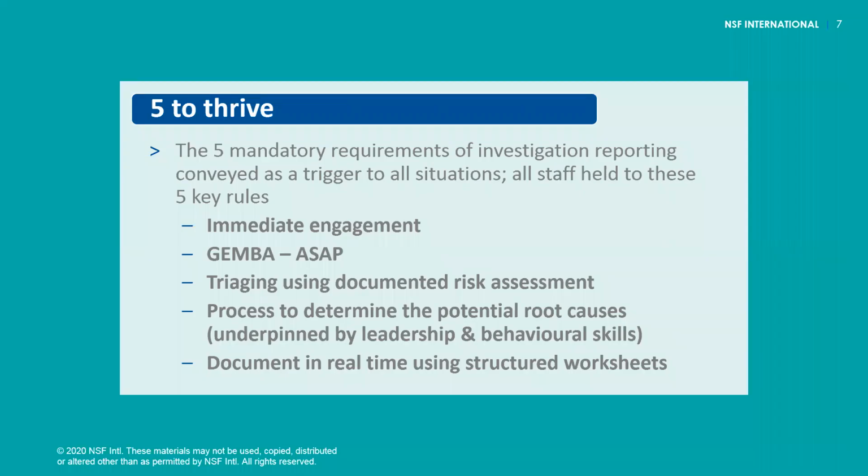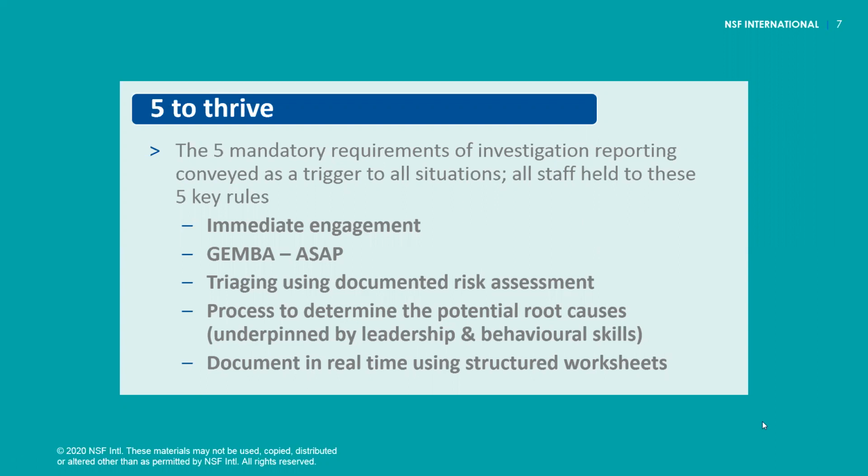So 5 to Thrive is a really good set of requirements to have. We want immediate engagement. You don't leave these things for a week. No one can remember anything after 3 days. But immediately engage, get to the place where the event occurred. So you get down to the shop floor and work through the process, ask lots of questions, talk to people about it. So then obviously the triage we talked about, this risk prioritization, using a documented risk assessment so that it's clear how you reach the decision you reach. And then we document in real time using structured worksheets.